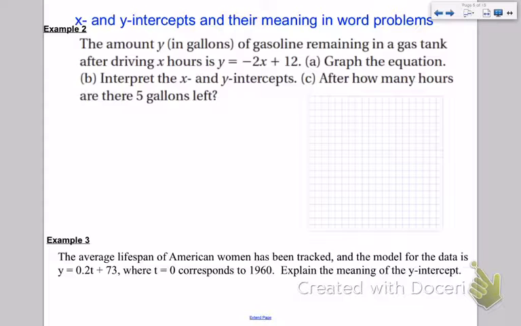So here we have more x and y intercepts. The amount y in gallons of gas remaining in a tank after driving x hours is y equals negative 2x plus 12. A says graph the equation, so we can do that right away. We use the intercept, which is 12, so I'm going to go up 12. Plot my point, and then my slope is negative 2. So that means I'm going down 2, running 1.